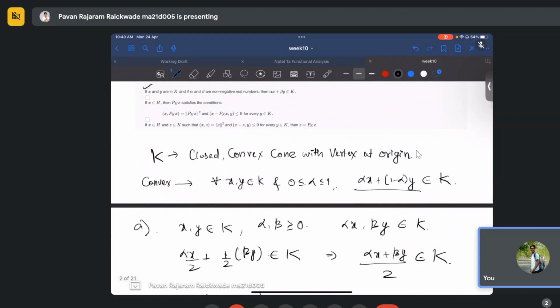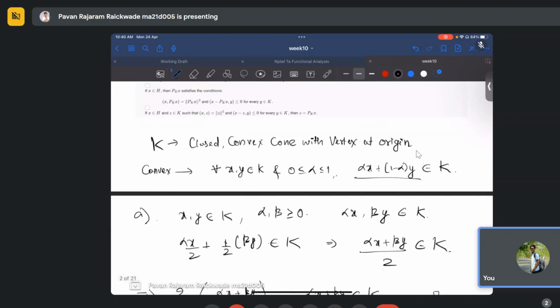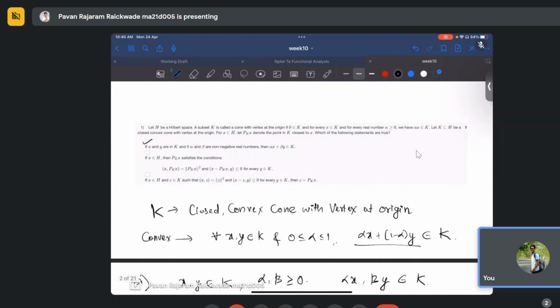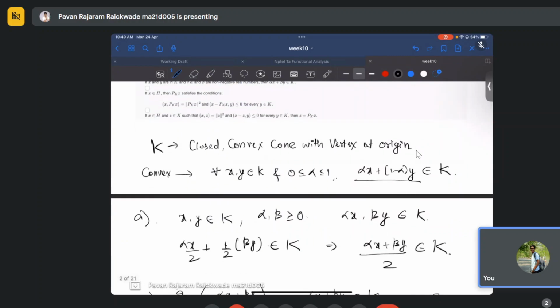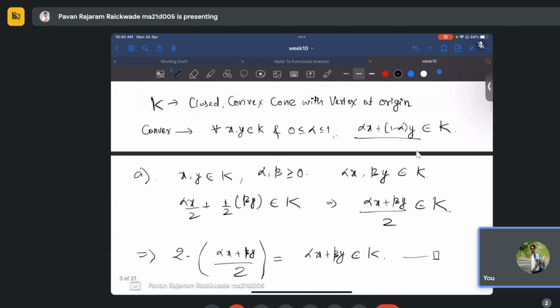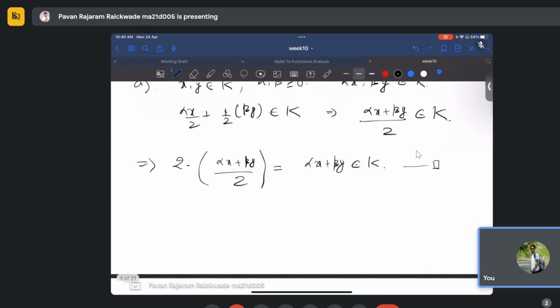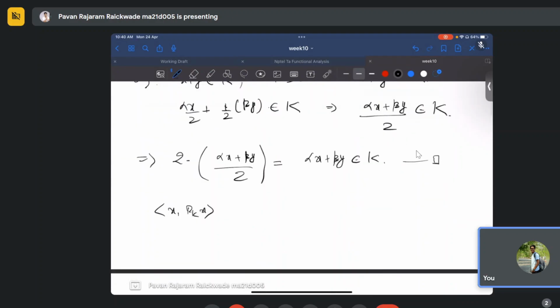Now, if x is in H, then PKx satisfies this condition. Okay, let's see. What we want is the inner product of x with PKx equals the norm of PKx squared.